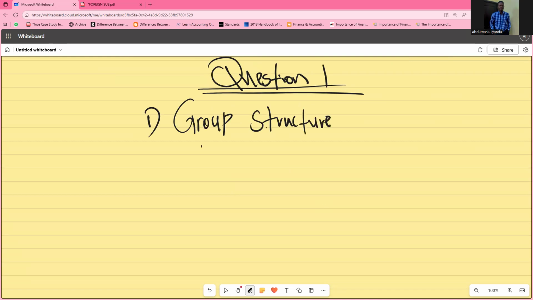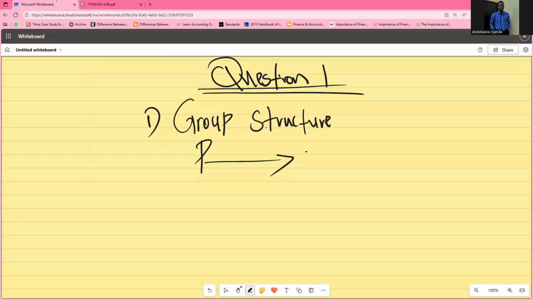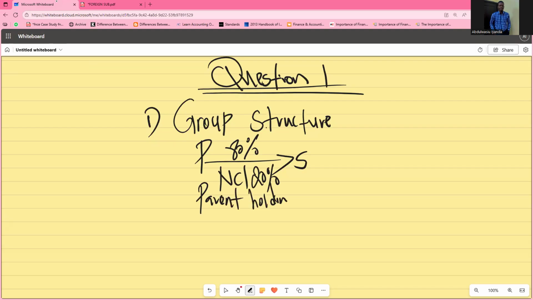So just draw one simple arrow, don't make it so complicated. The parent has 80% in the sub, and the NCI here will be 20%. We also have the parent holding in associates, which is 40%.